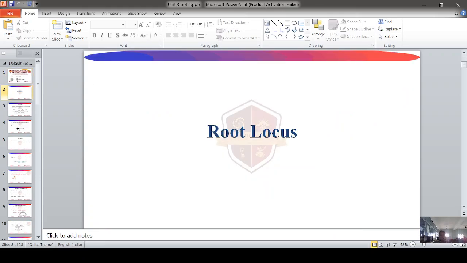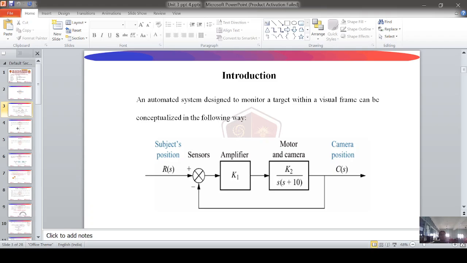Today, we are going to learn the topic root locus. So, introduction. An automated system designed to monitor a target within a visual frame can be conceptually represented in the following way. This is the block diagram of the servomotor mechanism.